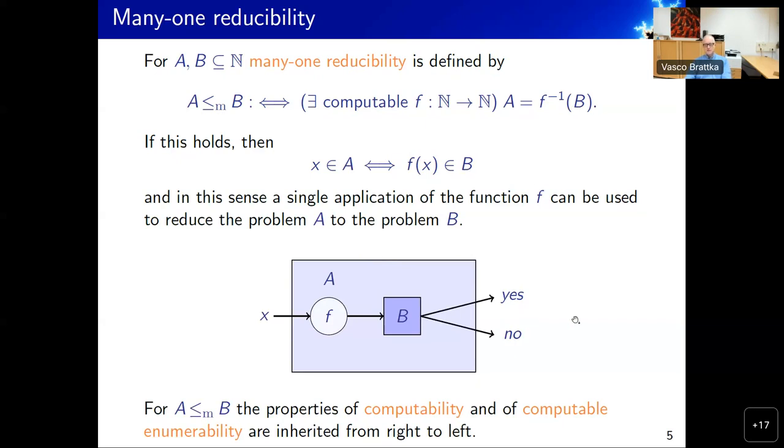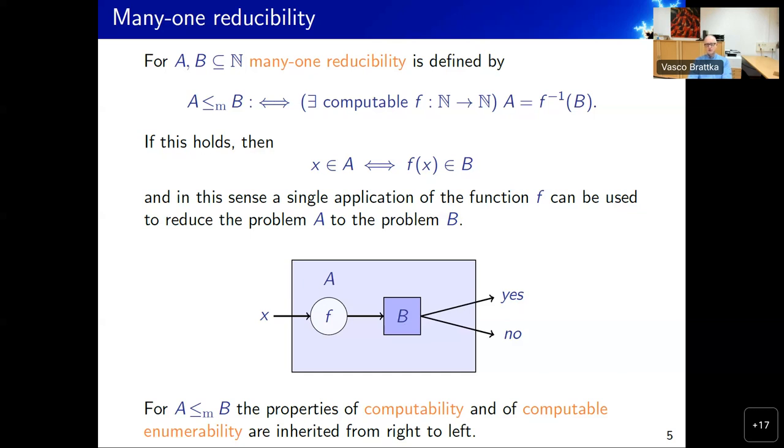So this picture illustrates the situation. If we want to know whether a point X is in A, so we want to answer such a yes or no question, more or less we want to compute the characteristic function of A, then we can do that with the help of B. Namely, we take the instance that we are interested in and we translate it using the function F into a question to B, and then from that answer we want to conclude whether the point belongs to A. And if this is possible with the help of a computable function, then we say that A is many-one reducible to B. This kind of reducibility is a master copy for many other reducibilities.